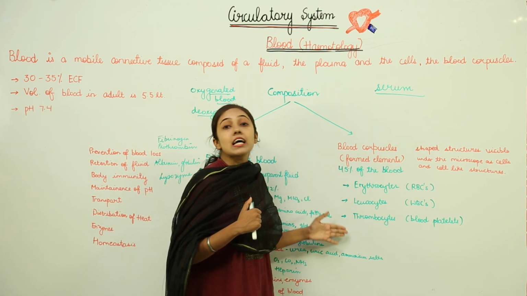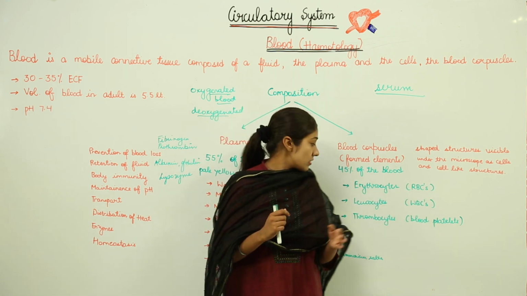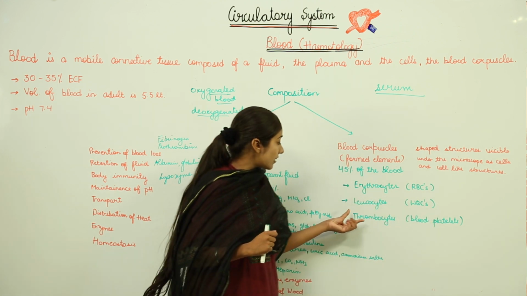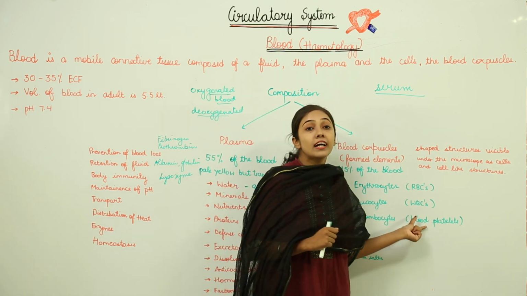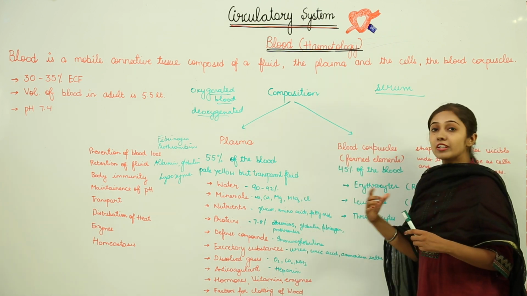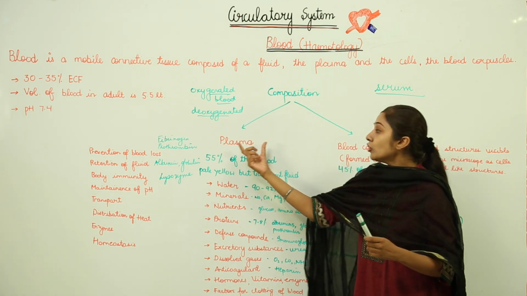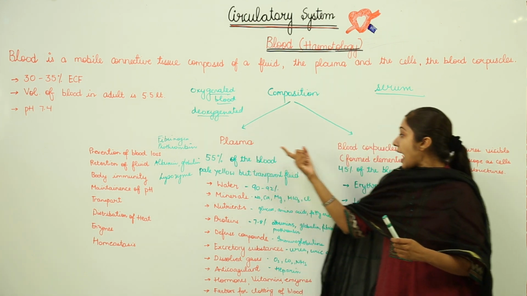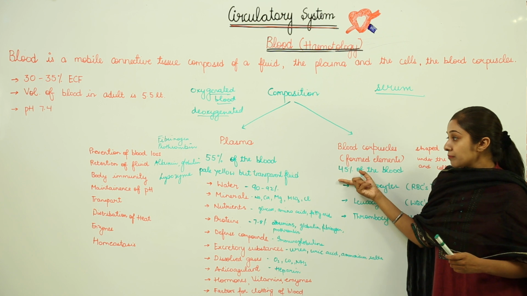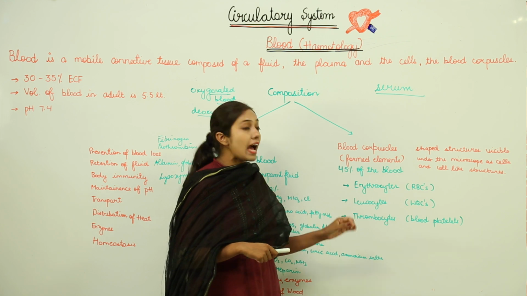And then there are three types. We have erythrocytes, which we also call RBCs, that is red blood corpuscles. Then we have leukocytes, which we call WBCs, that is white blood corpuscles. And then we have thrombocytes, which we call blood platelets. So, this is the brief idea about the blood corpuscles. We are going to discuss them in detail, don't worry, but for the composition of blood, just remember, it is composed of the fluid part, 55% plasma, and the cell-like structures, that is the blood corpuscles, which make up 45% of the blood. Now we are going to discuss the blood corpuscles, that is erythrocytes, leukocytes and thrombocytes.